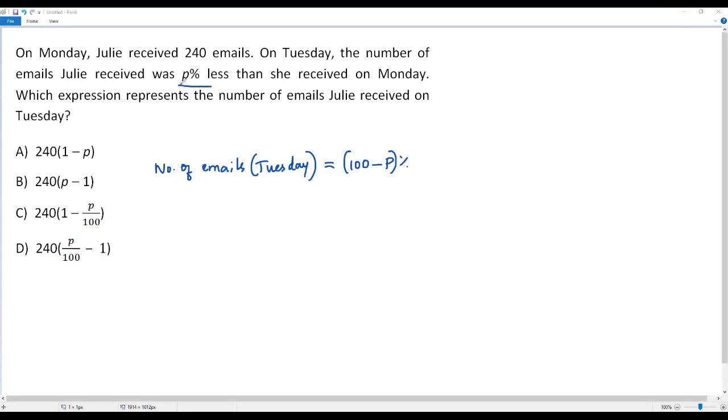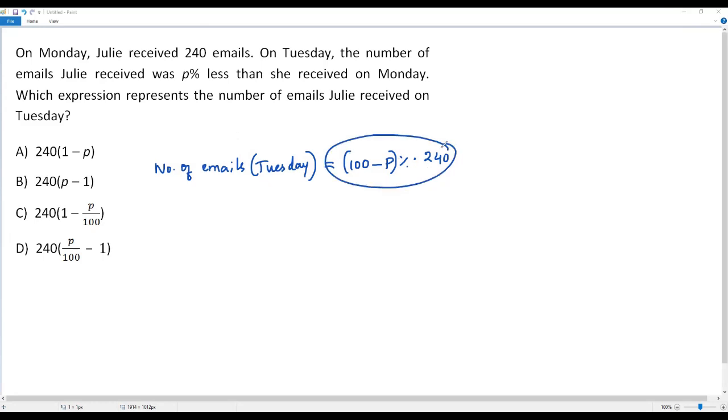What if we have P% more than? If I have P% more than, instead of subtraction, I have to do addition. Since we have the information P% less than, I subtract this P from 100%, times, here we have to take the value that we are decreasing by P%. Actually, we are trying to decrease this 240 by P%. So this number 240 should be taken over here. So this expression gives the number of emails received by Julie on Tuesday.